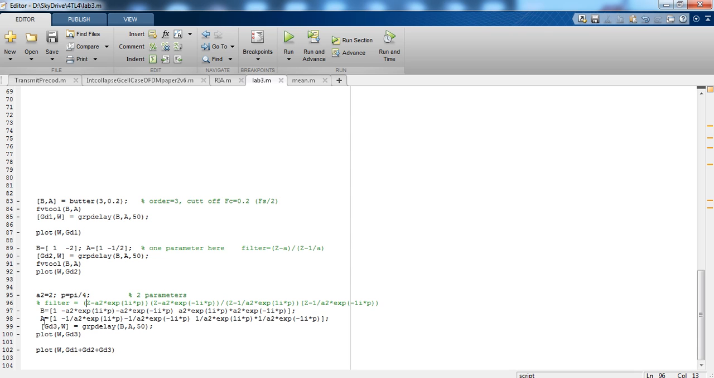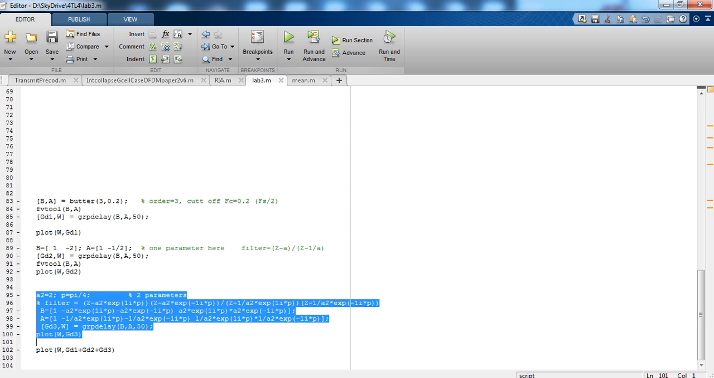To find the B and A now, these are the numerator coefficients, these are the denominator coefficients. For z squared, it is 1; for z, it is this multiplied by this multiplied by this, so it's these two terms. The constant term is a2 squared. You can find them here. The numerator is the same, but instead of a2 it is 1 over a2, and then we can calculate the group delay and plot.